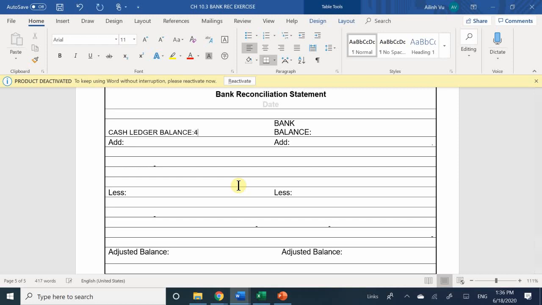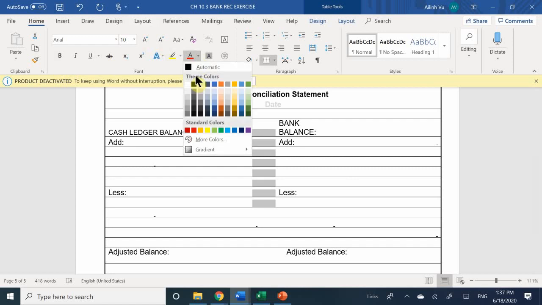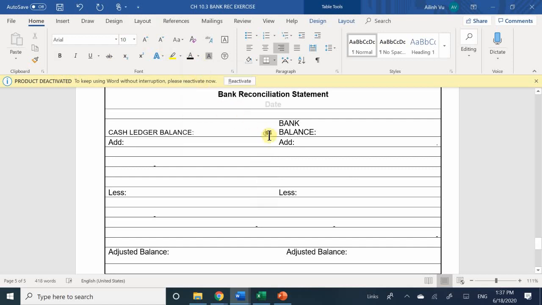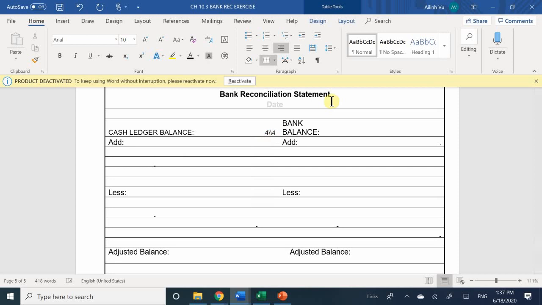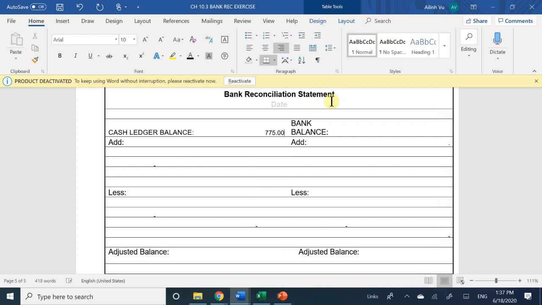Okay. I don't know why I can't type in here. So seven. There you go. Let me put this in black. There you go. Okay, so here, it was for $775. Good.